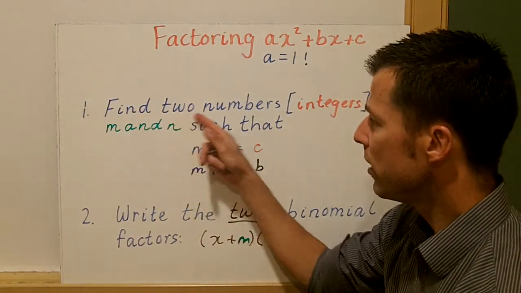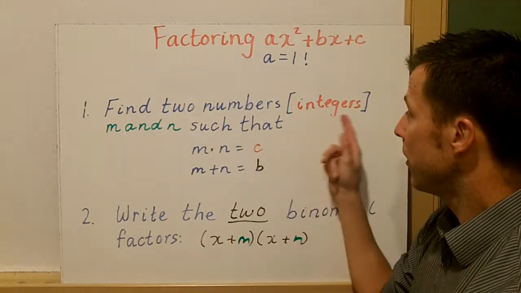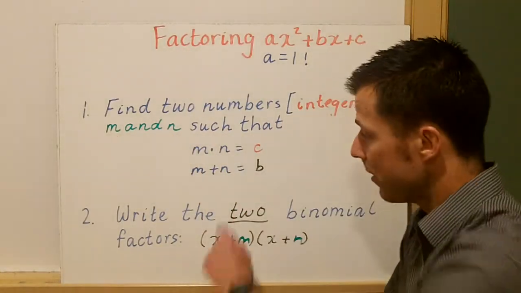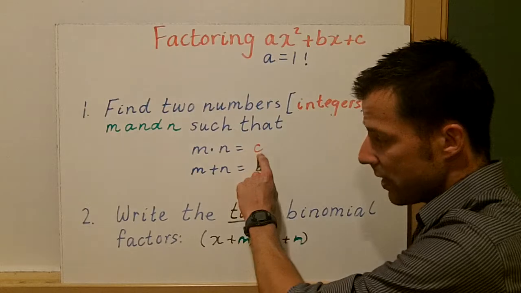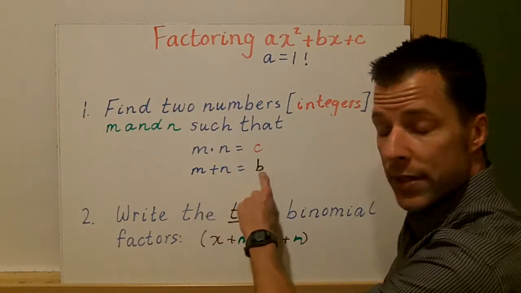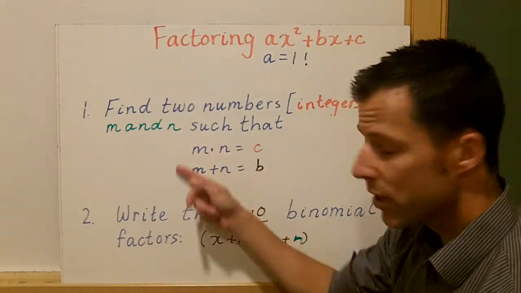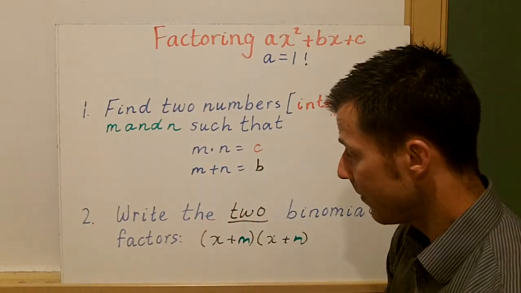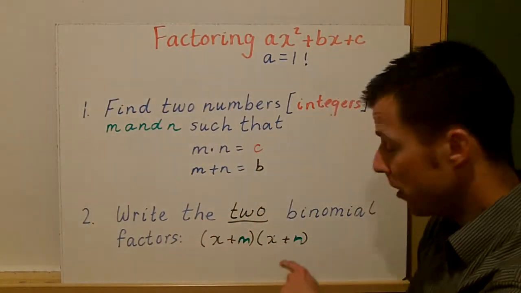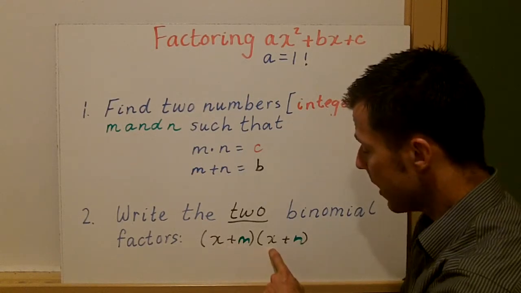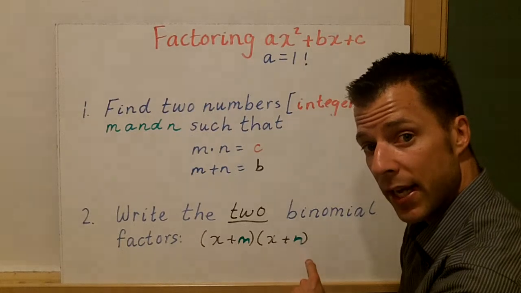Number one, you need to find two numbers that are integers, m and n, such that the following two conditions are met. M times n has to equal c, and m plus n has to equal b. Once you meet these two conditions, you go to the second step. You write the two binomial factors, x plus m times the quantity x plus n.